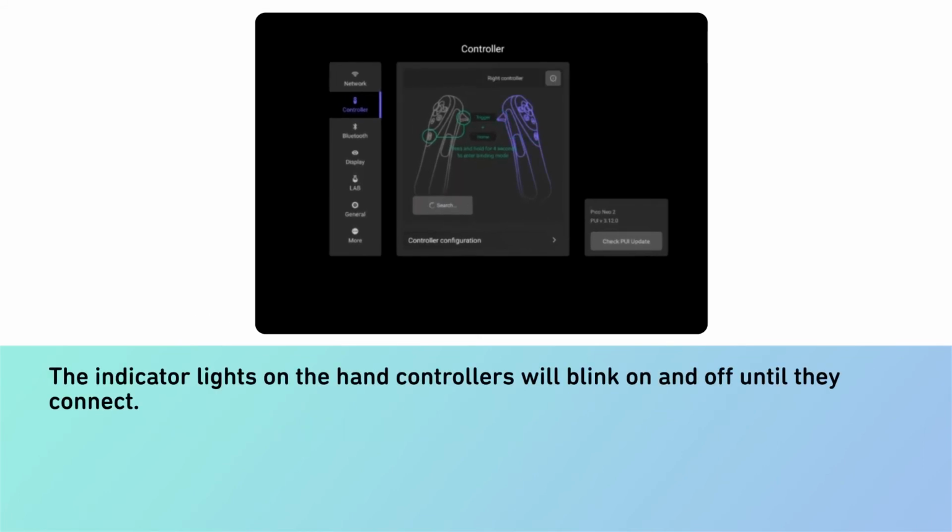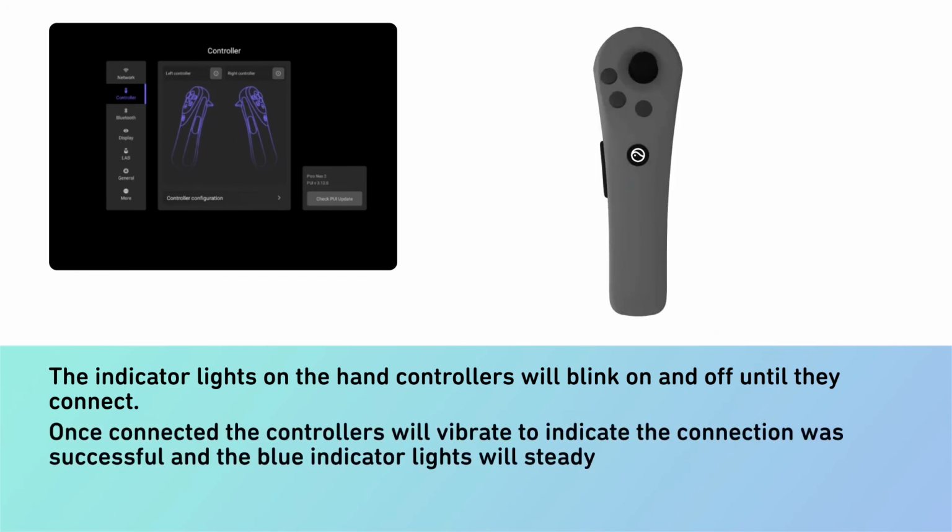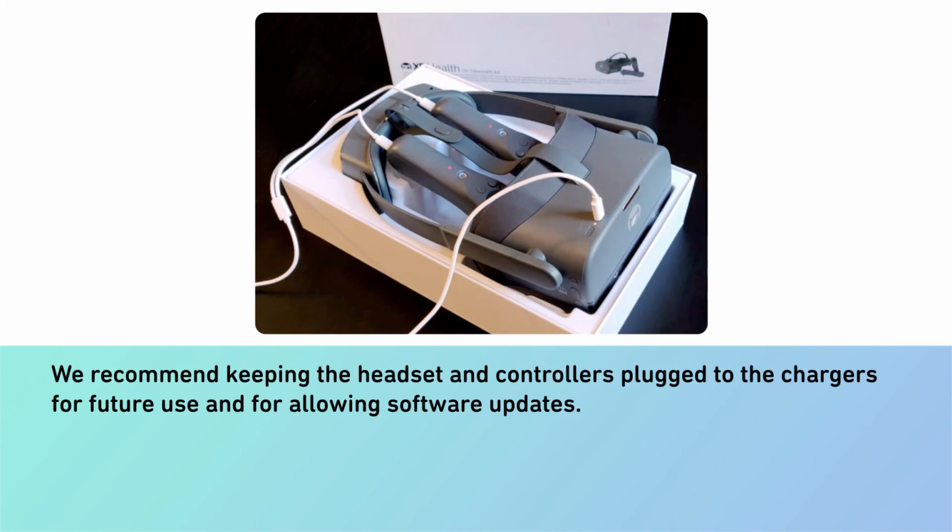The indicator lights on the hand controllers will blink on and off until they connect. Once connected, the controllers will vibrate to indicate the connection was successful and the blue indicator lights will steady. We recommend keeping the headset and controllers plugged to the chargers for future use and for allowing software updates. Time to practice and have fun!